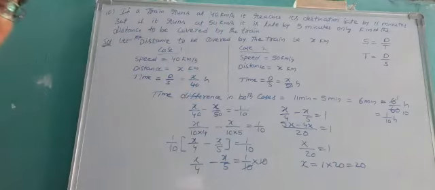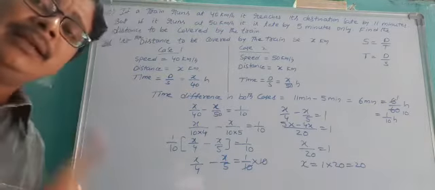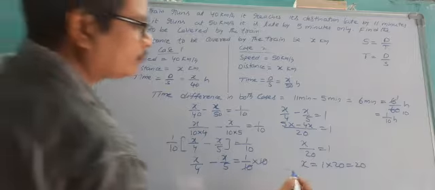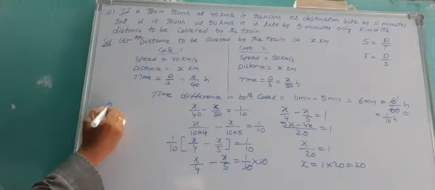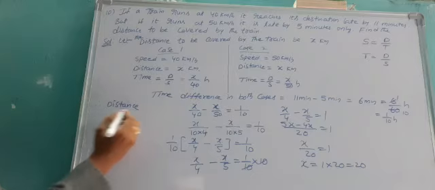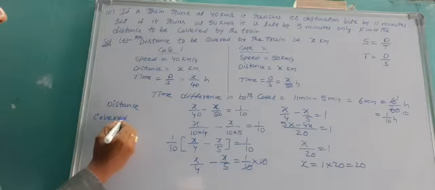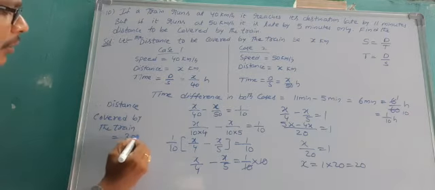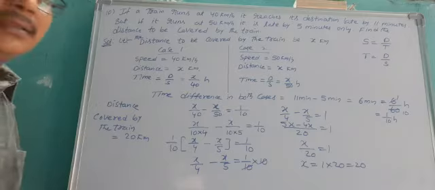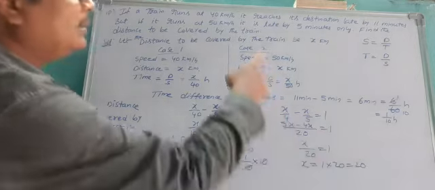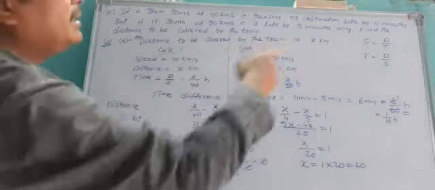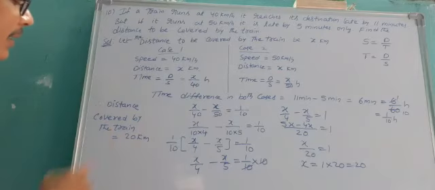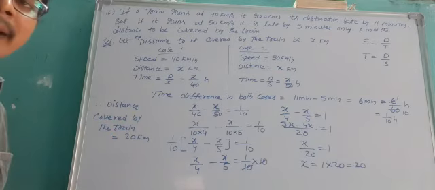So what is x here? X indicates the distance covered by the train. Therefore, the distance covered by the train is equal to how many kilometers? 20 kilometers. Here x equal to 20 kilometers. So the distance covered by the train equals 20 kilometers.